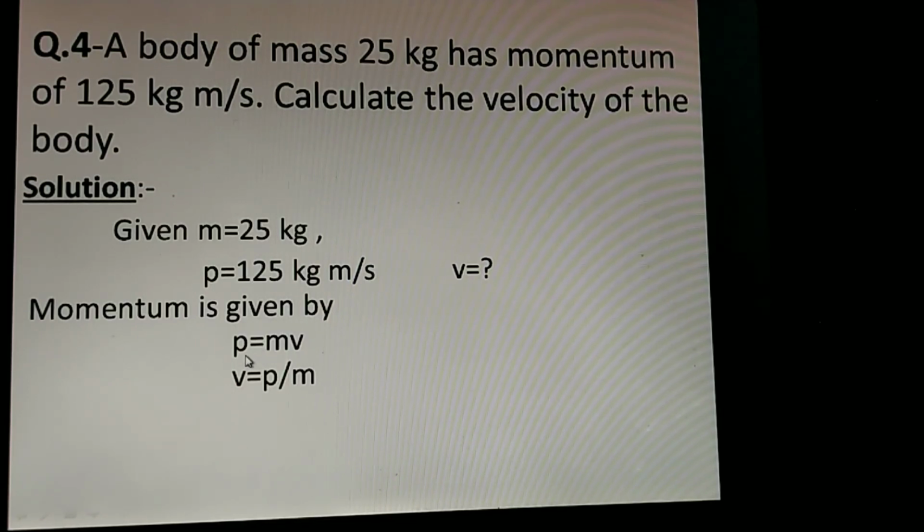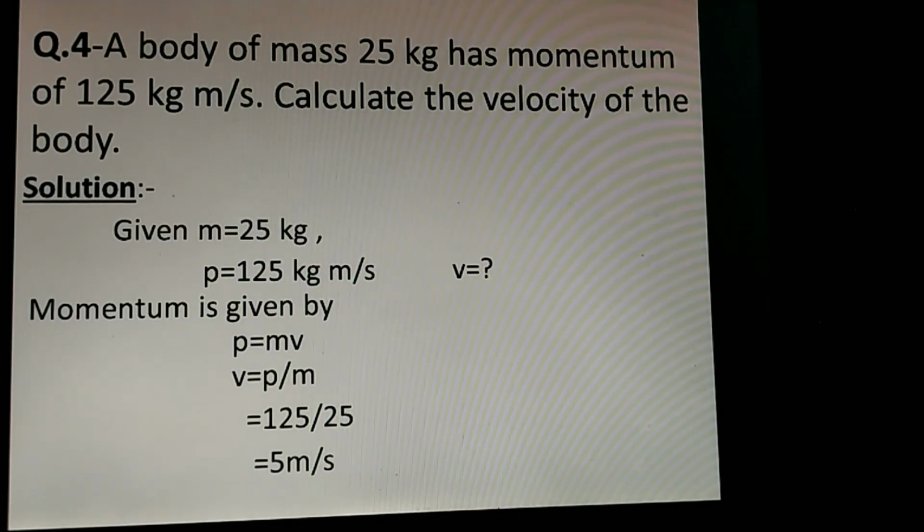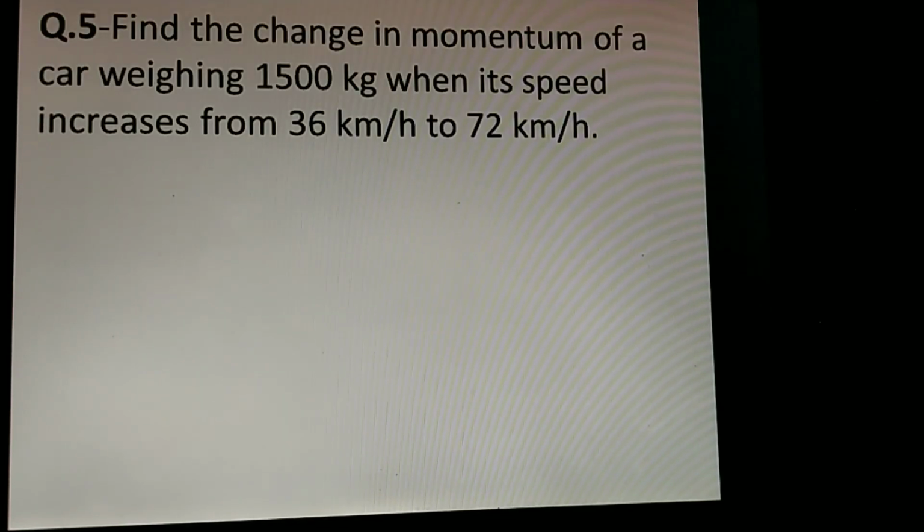So as per the formula, P is equal to mv. Now you have to find out the V. The formula we have arranged, that is V is equal to P by M. Now substitute the values, 125 divided by 25, and the answer will be 5 meter per second. Now see the next one.